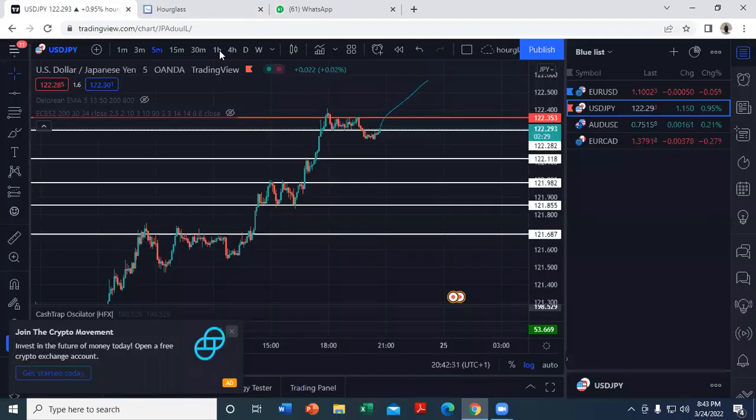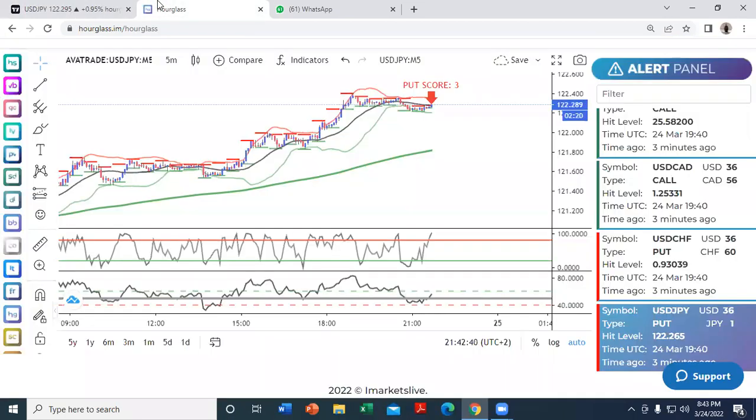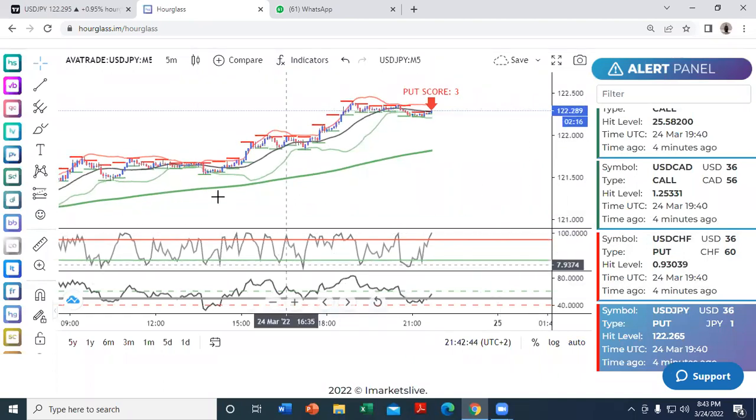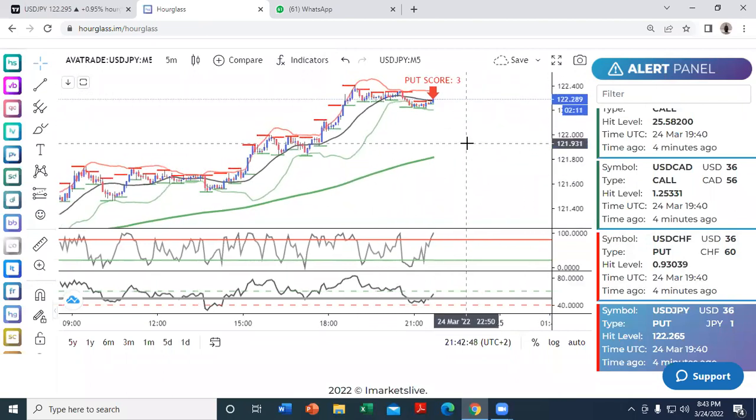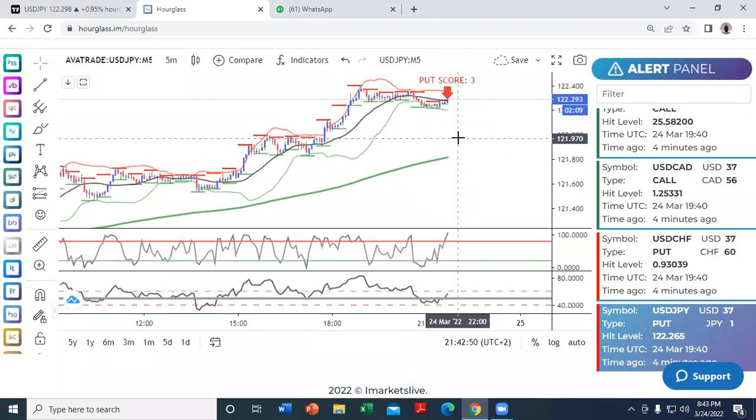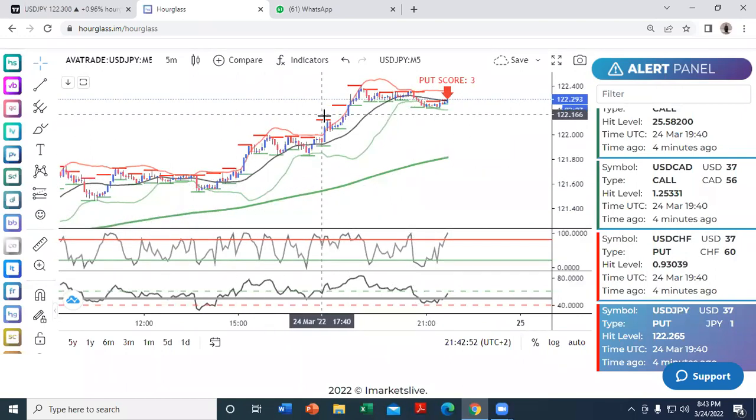It's because of this daily resistance that it is trying to react to. Now, what do I do? I come to my Hourglass and I check for my confirmations at those entries. The reason why I said we like to do things in a difficult way sometimes, well, it's not really difficult, is just to make a good trader.